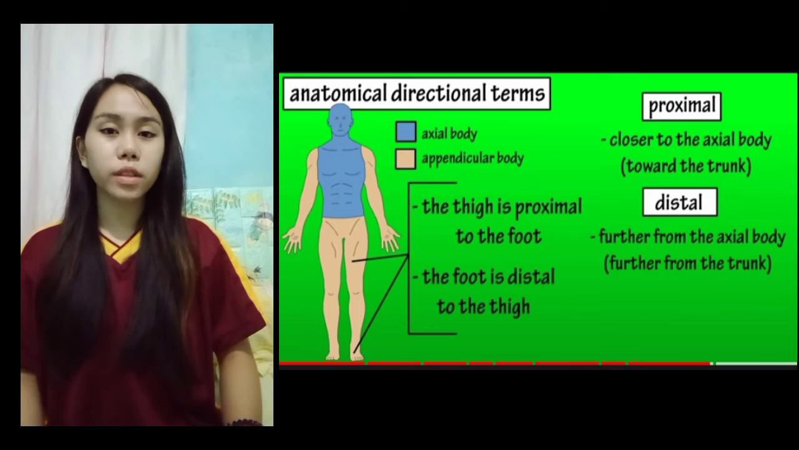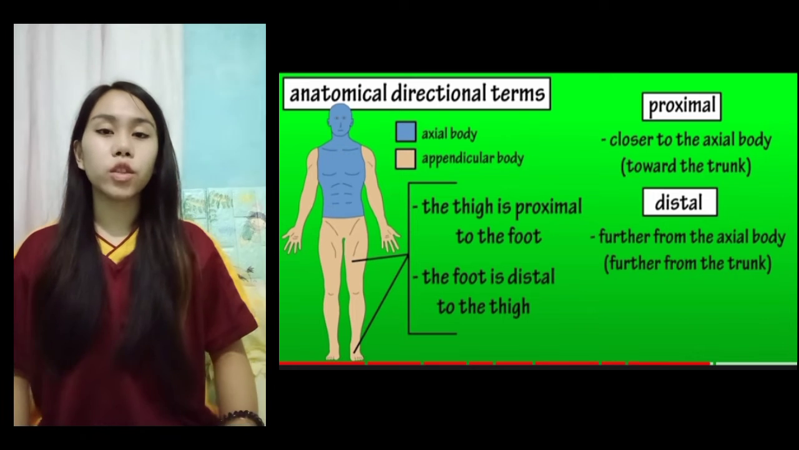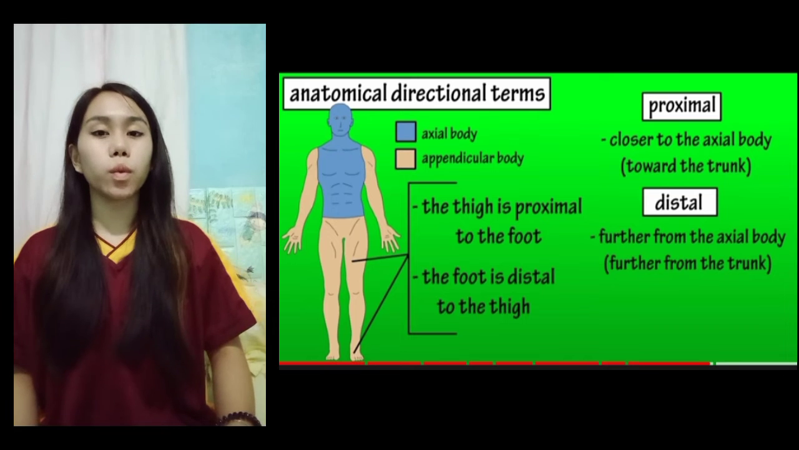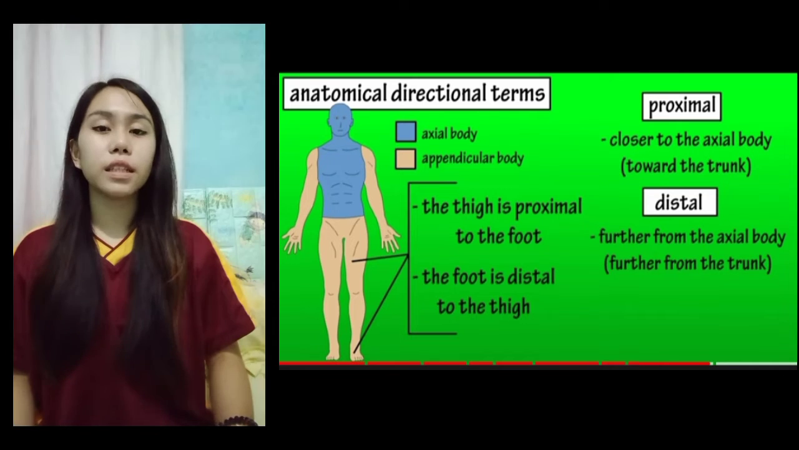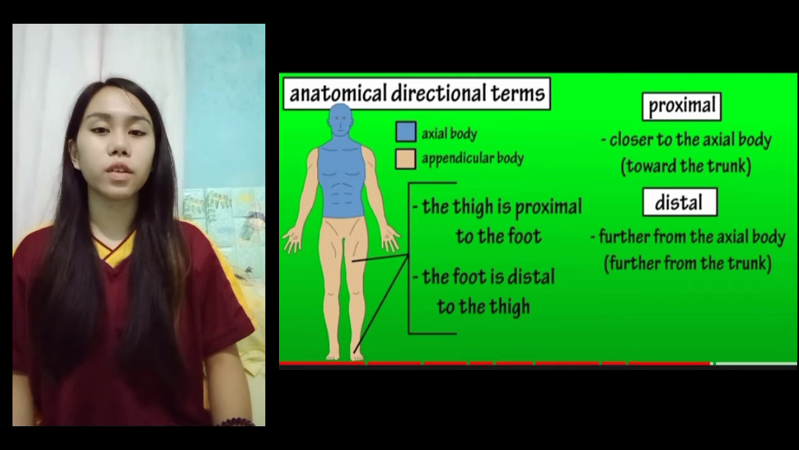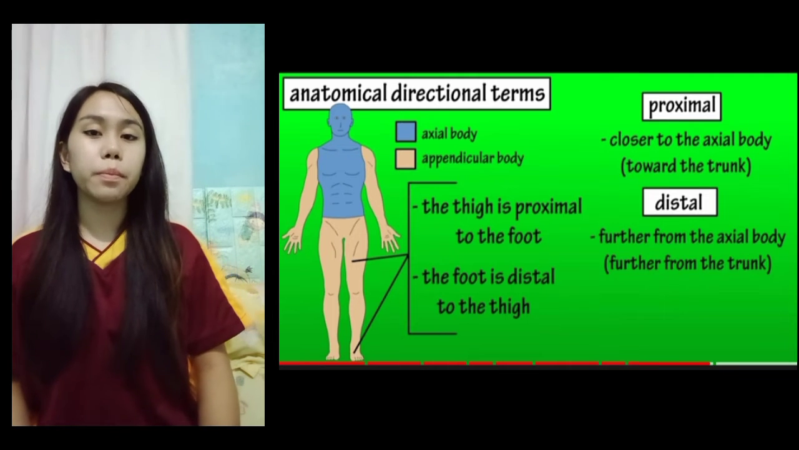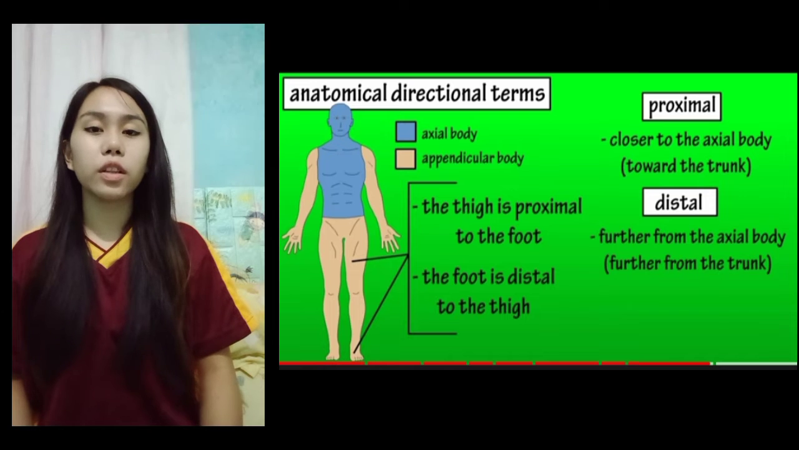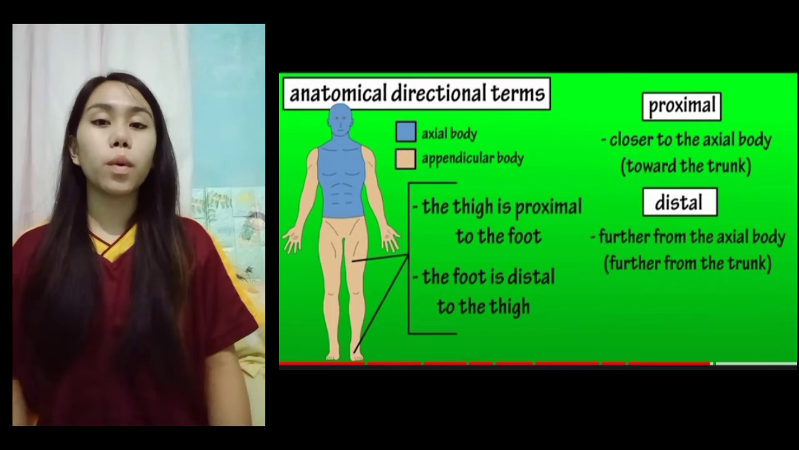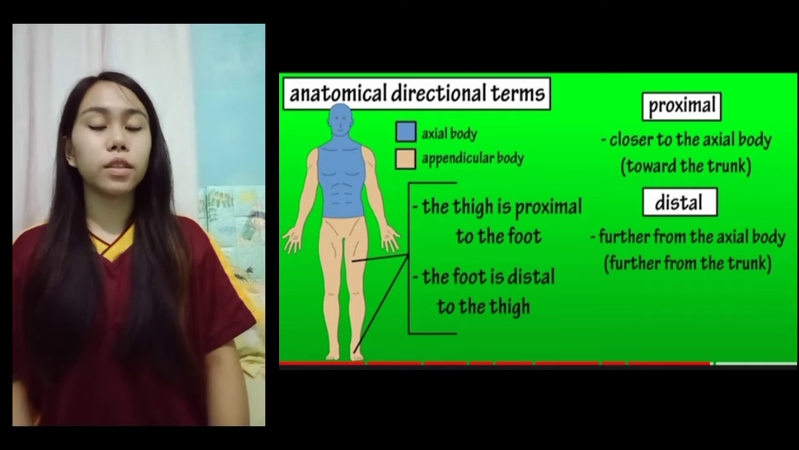Next is proximal and distal. Proximal means closer to the actual body or toward the trunk, and distal means farther from the actual body or farther from the trunk. The color blue in the picture is the actual body, while the rest is the appendicular body. The thigh is proximal to the foot, while the foot is distal to the thigh.